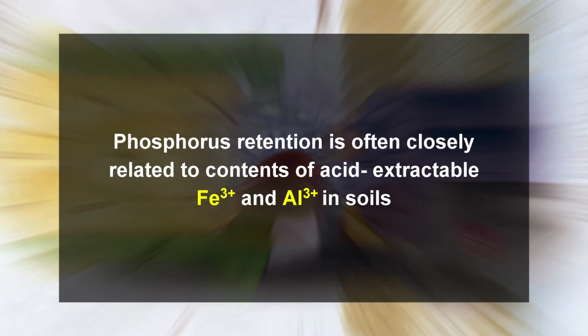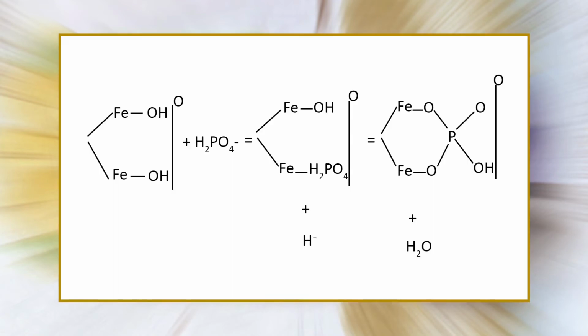Indeed, phosphorus retention is often closely related to the contents of acid-extractable iron and aluminum in the soils. The phosphate ion may react with the protonated hydroxyl groups rather than remain as an easily exchanged anion. Despite these complexities, anion exchange is an important mechanism for interactions in the soil and between the soil and plant. Together with cation exchange, it largely determines the ability of soils to provide nutrients to plants for uptake.